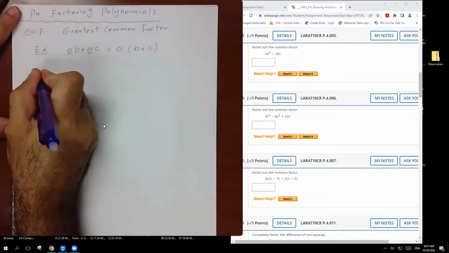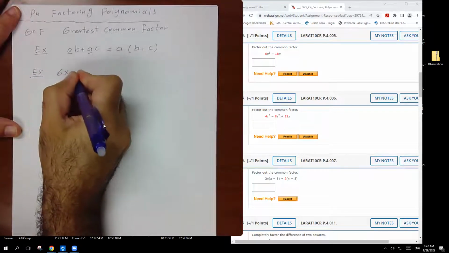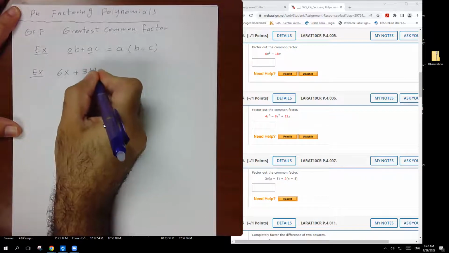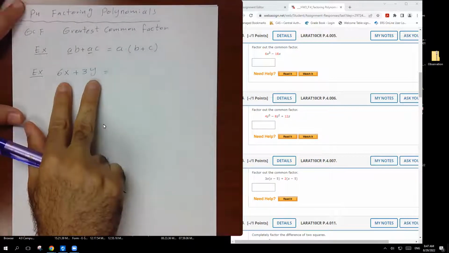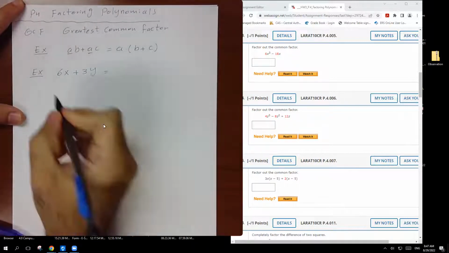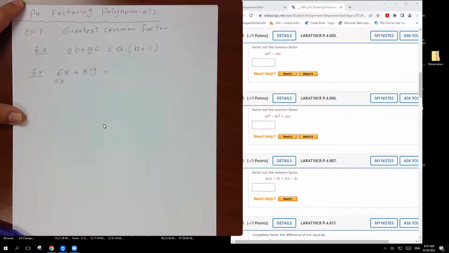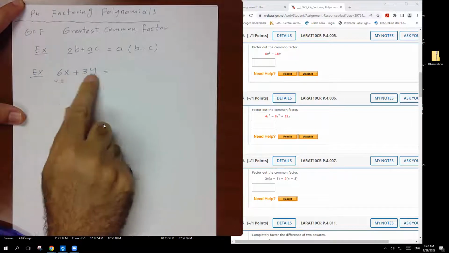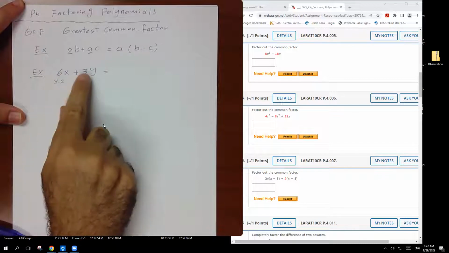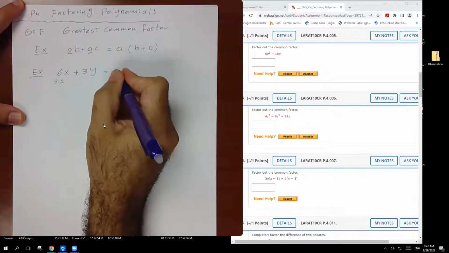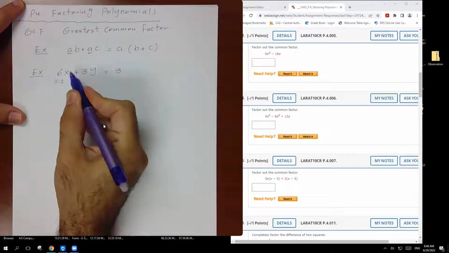If you have 6x plus 3y. So let's factor the GCF between these two terms. If you look at this one, 6 is 3 times 2. So the common between these two terms is the 3, because I'm factoring the 6 as 3 times 2. Which means here is the 3 out. There is no common between the variables because I have x here and y.